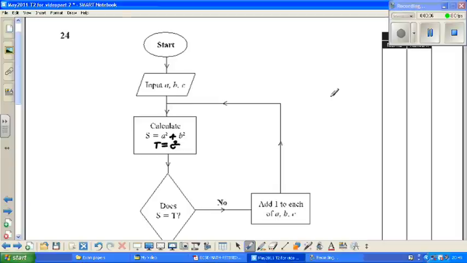Okay, this is question 24. It's a full page question, so it's hard to show it on the video here. So I think I'll just run through it. It's a flowchart type question. You can see we start here.